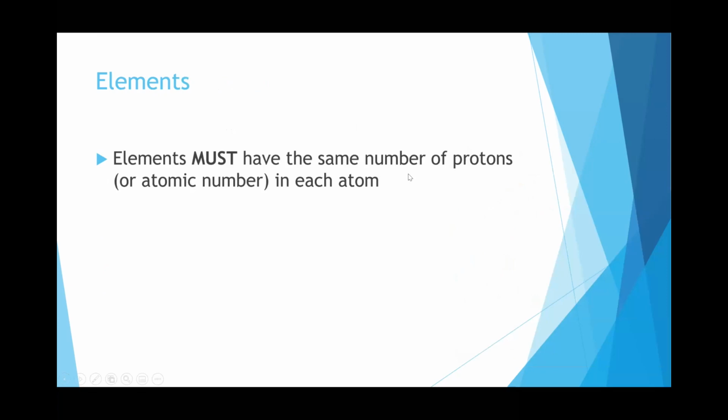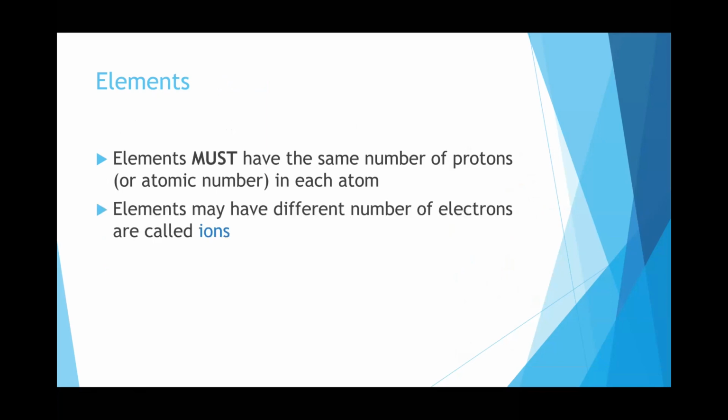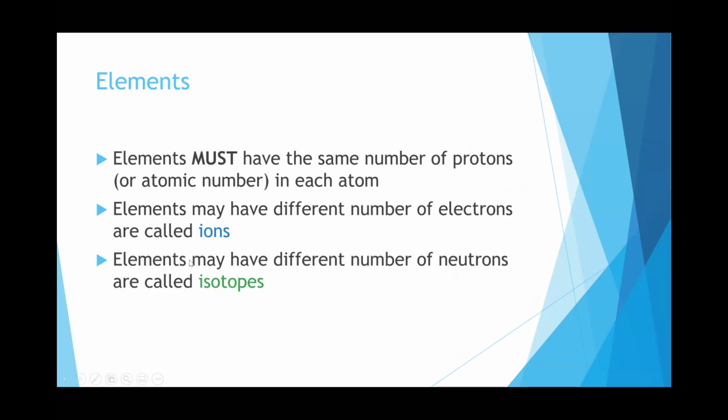So now let's review elements. Elements must have the same number of protons, or atomic number, in each atom. A hydrogen atom always has 1 proton. A helium atom always has 2 protons. So if you know an atom has 2 protons, you know it must be helium. But atoms of an element may have different numbers of electrons, and those are called ions. That's because they could either gain or lose electrons.